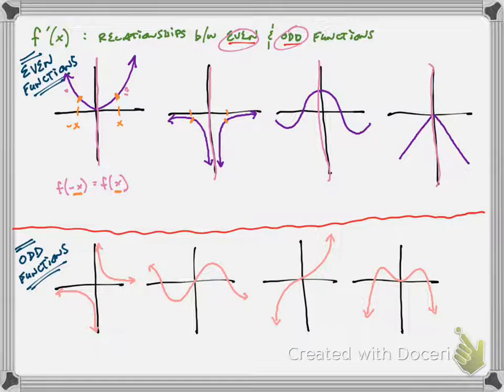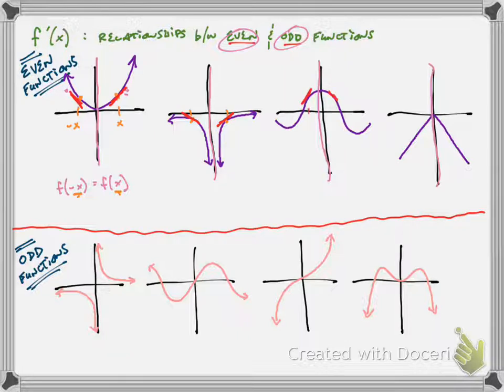Now, if you look at these functions, though, let's focus on the negative x and positive x and think about their derivatives for a moment. Look at these functions, and look at the slope of the tangent line to the curve there compared to the slope of the tangent line to the curve there. Or look at the slope of the tangent line to the curve here compared to the slope of the tangent line to the curve here. Okay? Same thing here. This ordered pair and this ordered pair.